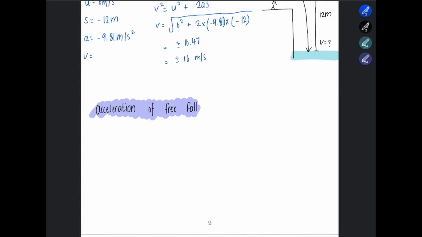Now what is acceleration of free fall? Okay, so on the surface of Earth, all objects will fall with the same value of acceleration when there is no air resistance. Okay, when there's no force that is resisting the downward acceleration, all objects will fall with the same value, which is 9.81 meter per second square. This value is known as the acceleration of free fall. Every planet has its own particular acceleration. Okay, so on the Moon it's going to be different, on Mars it's going to be different.